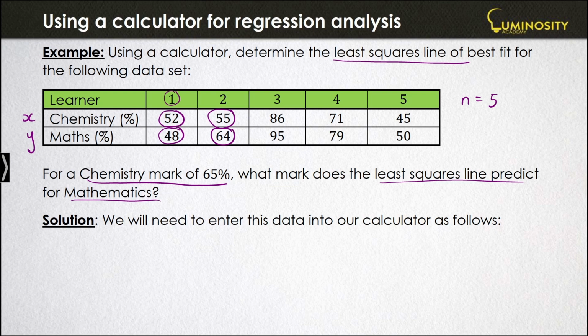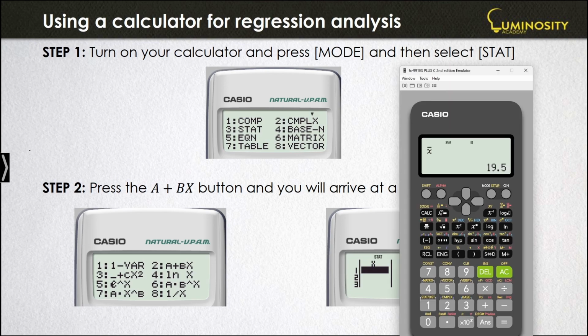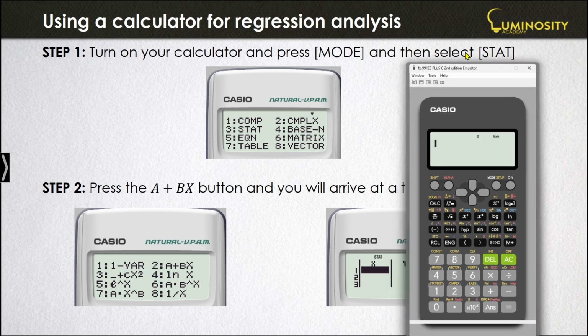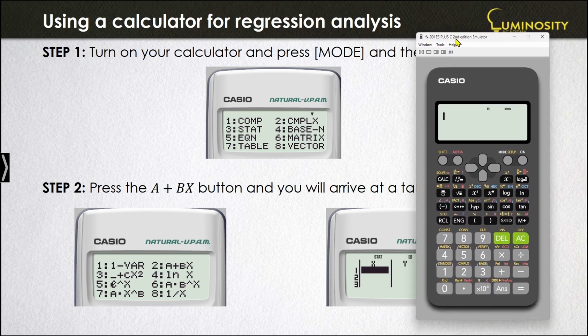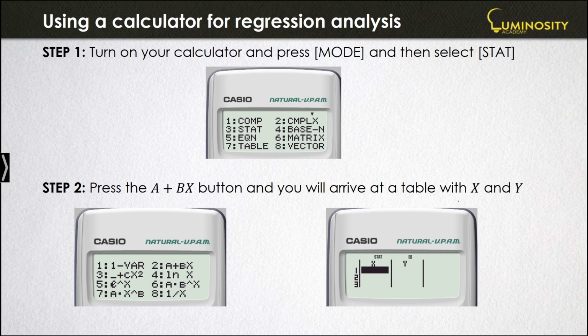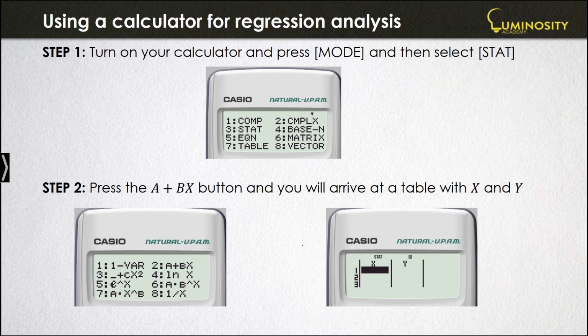So solution: we will need to enter this data into our calculator as follows. Step 1, turn on your calculator. Really important. I'm going to clear everything off here. It says press mode and then select stat. On my calculator stats is 3, so I'm going to push the number 3. Then it says press the a plus bx button and you will arrive at a table with x and y. On mine a plus bx is number 2, so I click 2, and you arrive at this table with x and y values.